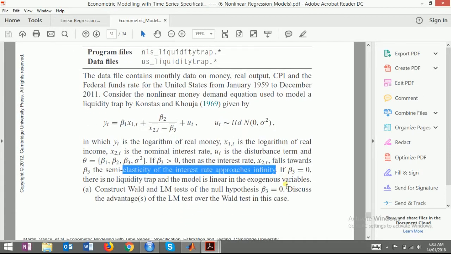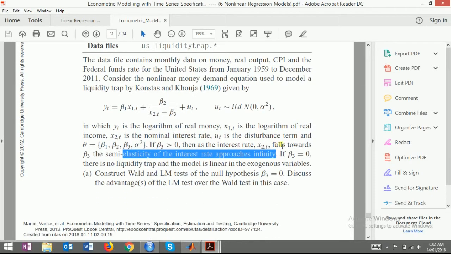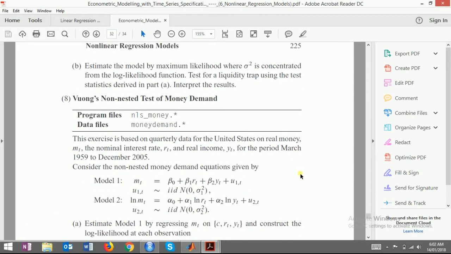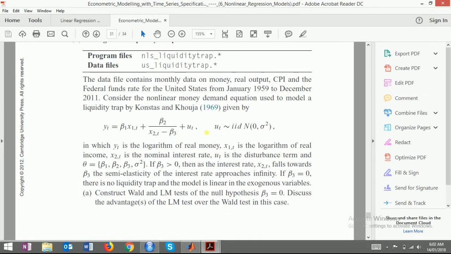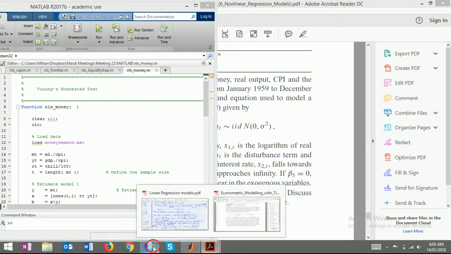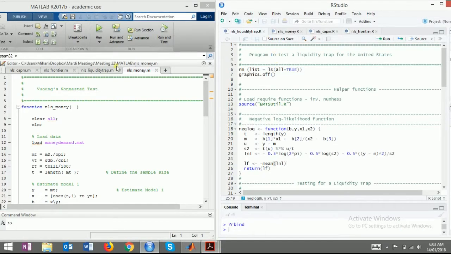Construct the Wald LM test for the null hypothesis beta 3 equals 0, and estimate the model by maximum likelihood where sigma squared is concentrated from the log likelihood function. Test for liquidity trap using the statistics derived in part A. Interpret the results. So analyze liquidity trap. So that is the problem.